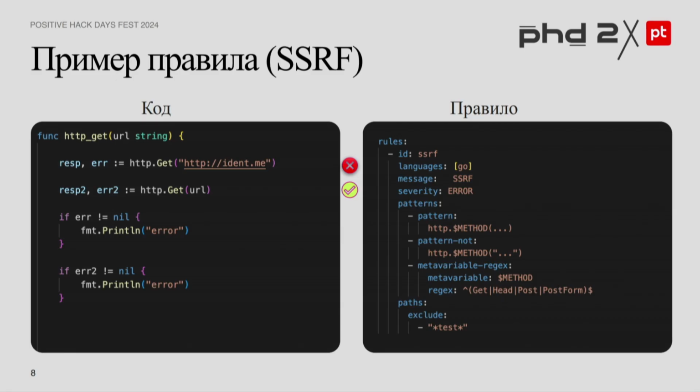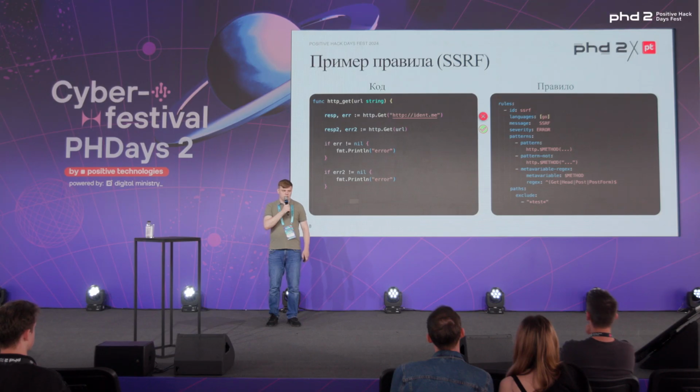Let's go into the Semgrep modes of operation. This is the SSRF attack. A server sends a request to an address provided by an attacker. Shown on the right-hand side is the Semgrep rule. Shown on the left-hand side is the code, and the relevant code lines are highlighted.